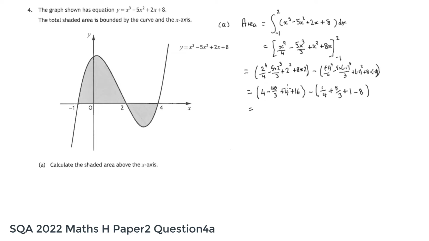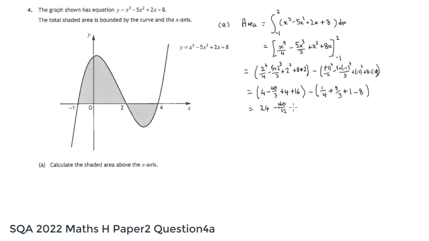So I'm looking at 4 plus 4, which is 8, plus 16 is 24. So I've got 24 minus, I'm also looking at thirds and quarters. I'm going to change this into twelfths by multiplying top and bottom by 4. So that's 160 over 12. And I've taken care of these.